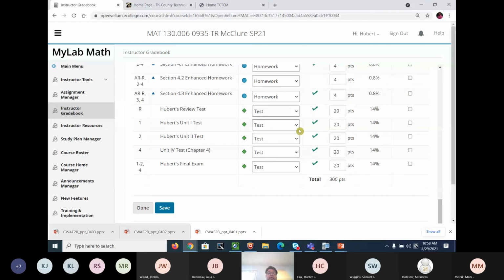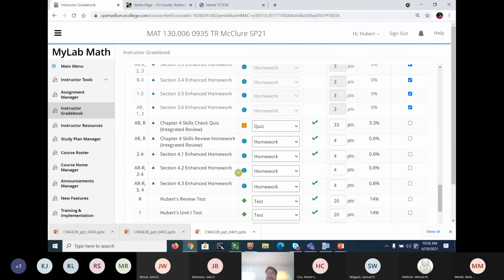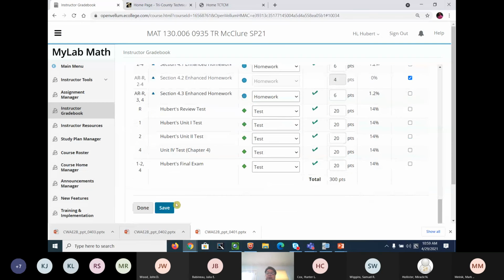Let's see, 4.2. I've already taken it out. Omit. Oh, I unassigned it. So I got to distribute 4 points. So I'll put 2 here. That'll be 6 and 6 there. So that should equal 200. Yep.